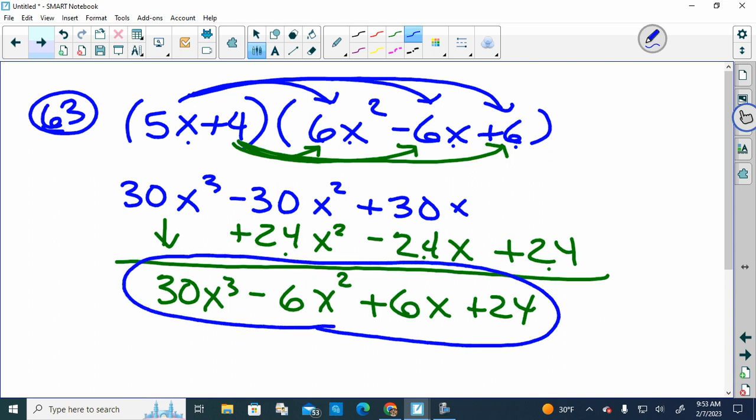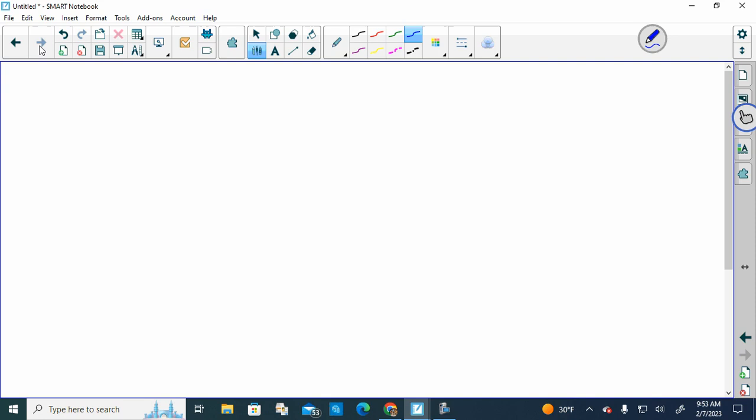And just make sure you're writing them in descending order. It's not wrong if you don't, it's just hard for whoever's grading it to be skipping around to try to find your numbers and making sure your signs are correct. Okay, so one more of these and then you're going to try them on your own. Okay, so number 65.